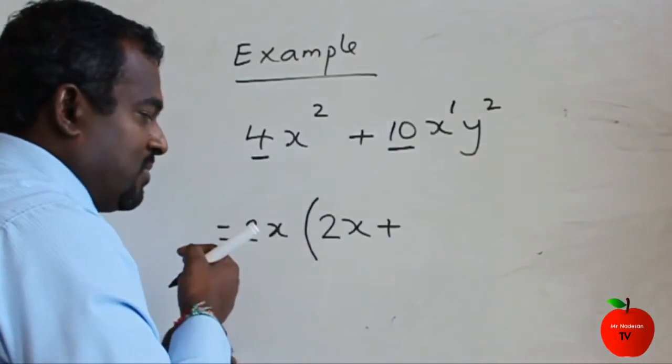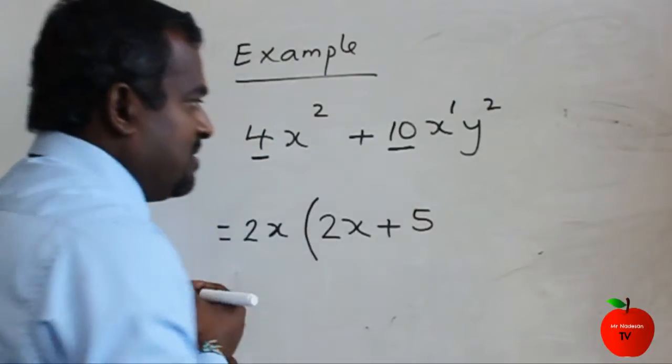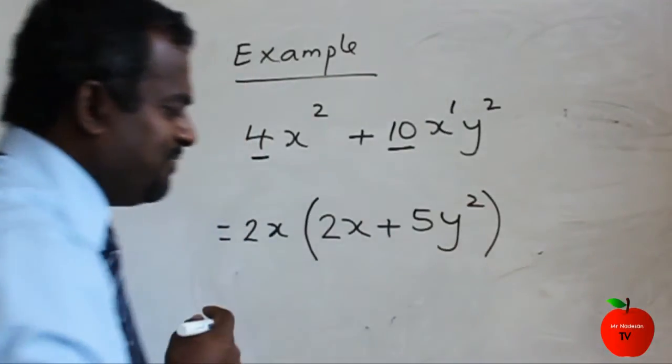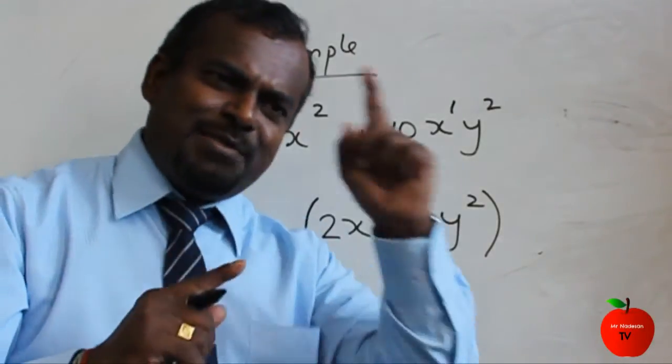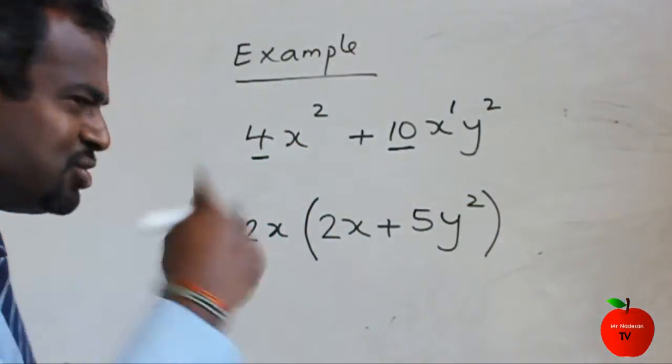For the 10, you took 2 out, so how many 2's in 10? 5. You took x out, what is left here? Y squared. So that's your answer. But can you remember, I've done it for expanding single brackets. Now you can check your answer.